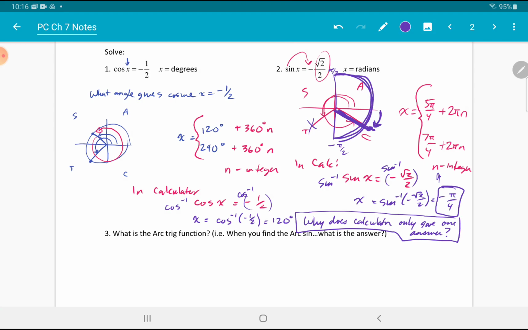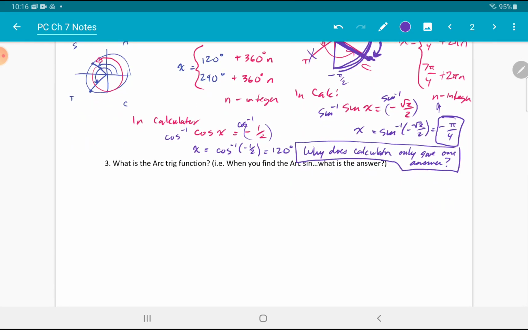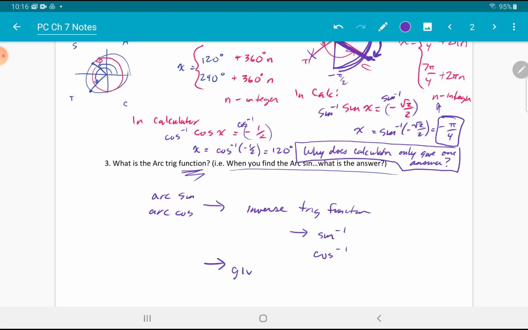Okay? So keep in mind that when we work with inverse sine, we need to always think about them as functions. And you'll hear me say a lot, I might have already said it in the video, that sometimes you can say the arc trig function, like arc sine, or even arc cosine. But really what this means is it's the inverse trig function. So it's the same thing as saying sine inverse or cosine inverse. They mean the exact same thing. And when you find arc sine, what is the answer? It's always giving you an angle. It gives an angle measurement.